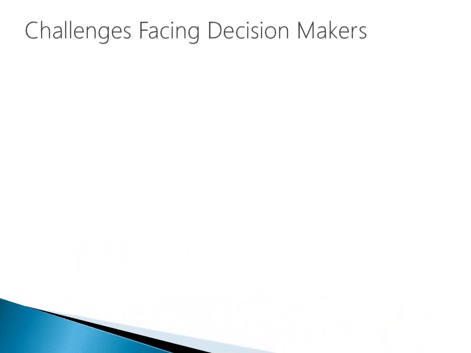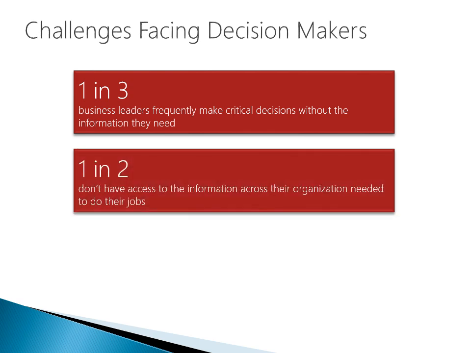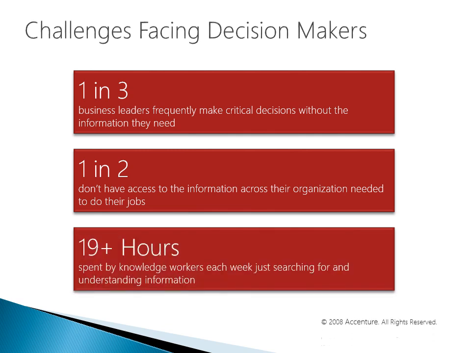There are many challenges facing decision makers today. 1 in 3 business leaders frequently make critical decisions without the information they need. It's 33%. 1 in 2 don't have access to the information across their organization needed to do their jobs. And 19 plus hours are spent by knowledge workers each week just searching for and understanding information. 19 plus hours. That's an amazing amount of time that's wasted just trying to find the information you need to do your job.